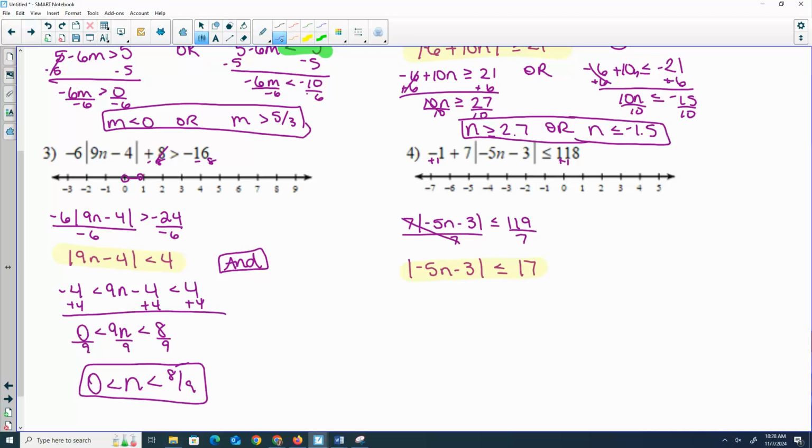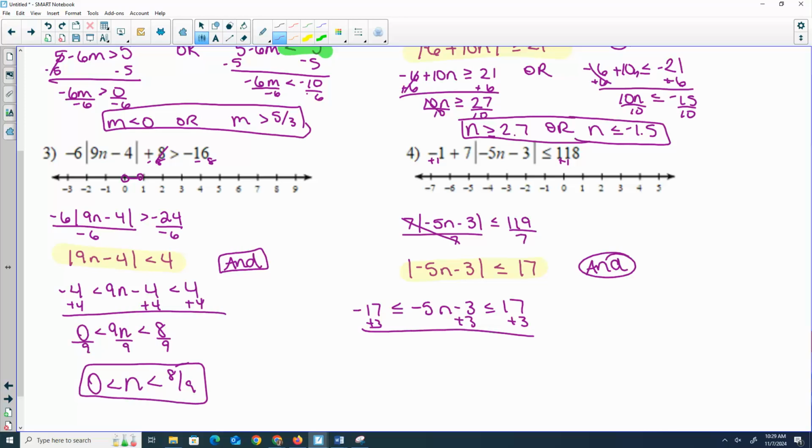Now I decide, is this and or? And, because less than is an and. How do we set up an and? You put a less than or equal to on the other side, opposite from 7. -7. Okay, so now if we solve this, we add 3 to everything.